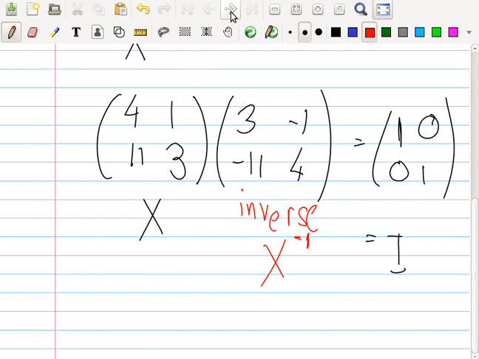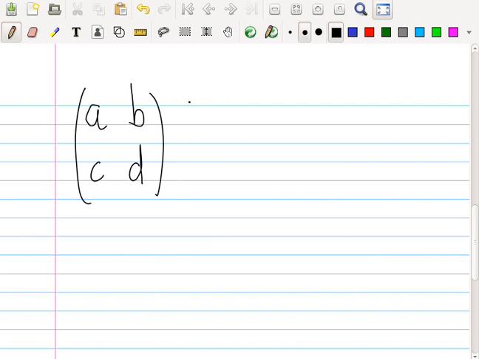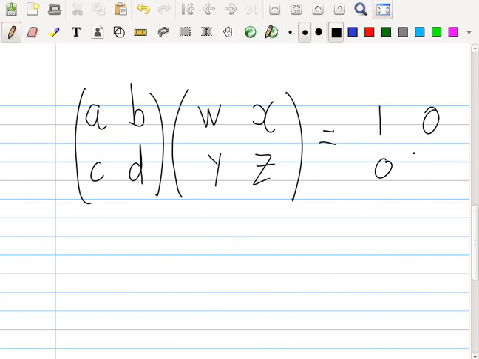Okay. Let's try and figure out a formula to find the inverse. So, we have matrix A, B, C, and D. And I want to find the inverse here. And I don't know what it is. So maybe I'll just call it something like W, X, Y, and Z. And I'm trying to figure out what these are. But I know what should happen when I multiply X with its inverse. What should I get? I should get 1, 0, 0, 1.